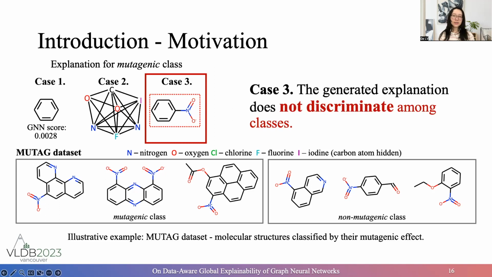Case 3. The generated explanation does not discriminate among classes. For instance, a carbon ring attached with an NO2 structure, found by GNN explainer as an explanation for the mutagenic class, receives a very high GNN score and exists in 91% of the graphs in that class. The issue is that this structure also is present in 84% of the instances in the non-mutagenic class. The explainer is then trapped in a situation where graphs containing an explanation for some class are actually predicted as another class by the GNN.